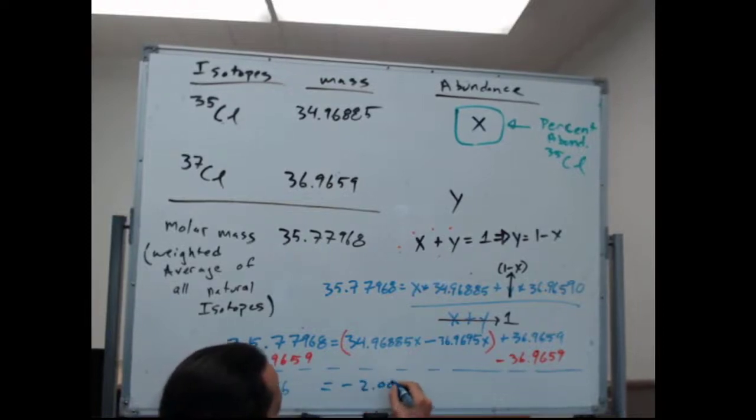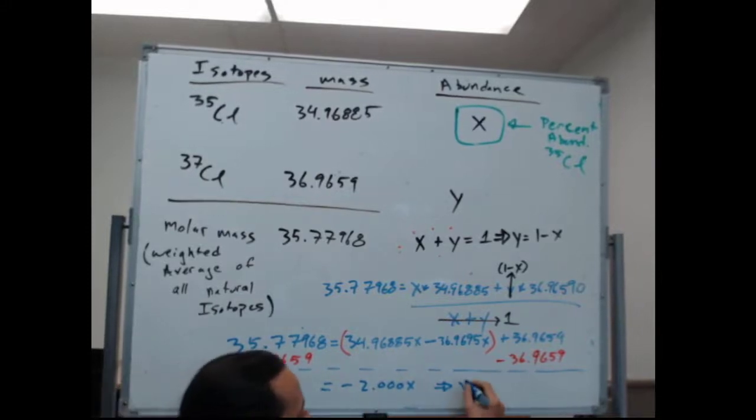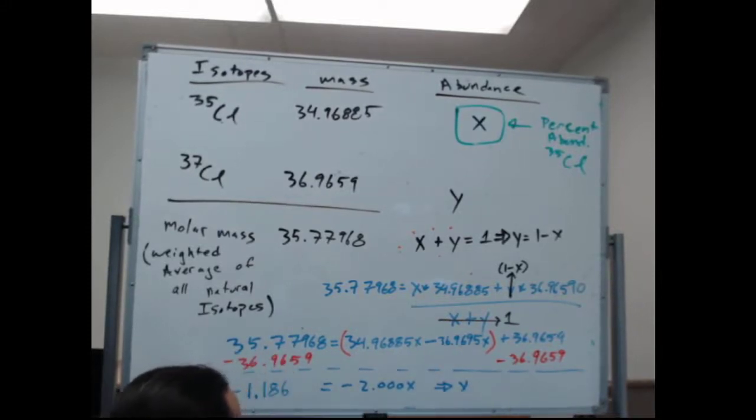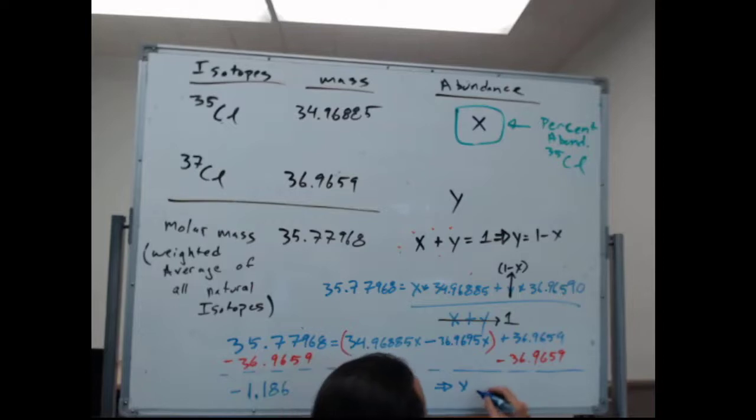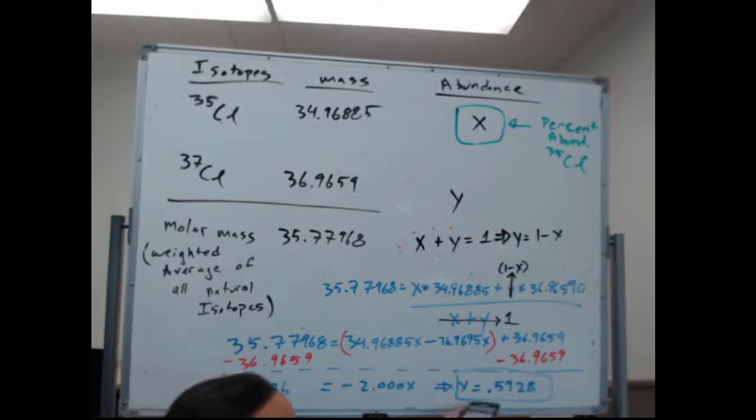And I've got negative 2.000x. Last thing I'll do is divide by negative 2 to get my x value. And I get x is equal to 0.5928. That's our answer. That is the decimal answer. The problem is asking us to do it in the percent answer, so you just multiply by 100 and you get 59%. Close to 50%, not exactly 50%, but, you know, approximate. Our approximation wasn't that far off.